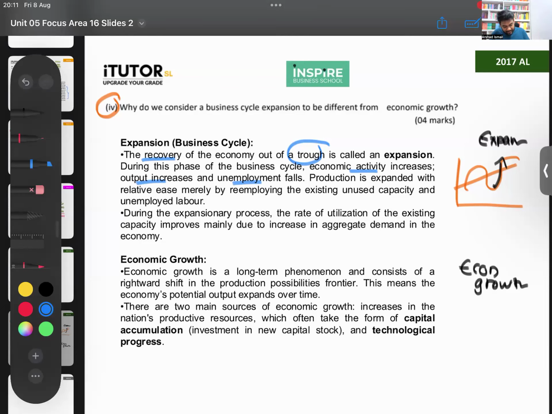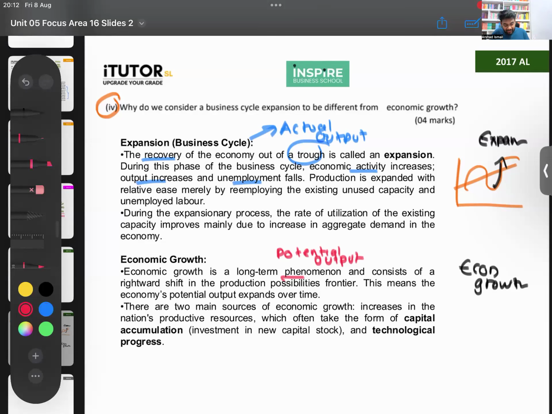But economic growth is more of a long-term thing. Economic growth is a long-term phenomenon and consists of a rightward shift in the PPC. In other words, economic growth is where your potential output increases. Now, in an expansion, your actual output can go up. So you utilize your resources better, your actual output goes up. But economic growth is a more permanent kind of thing. That is where your potential output, or your PPC itself, shifts to the right.